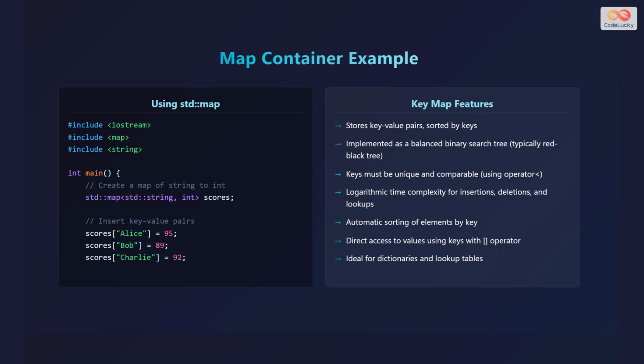Maps store key value pairs sorted by keys. They are implemented as a balanced binary search tree. Keys must be unique and comparable using the less than operator. Maps have logarithmic time complexity for insertions, deletions, and lookups. They automatically sort elements by key and provide direct access to values using keys with the square bracket operator. Maps are ideal for dictionaries and lookup tables.